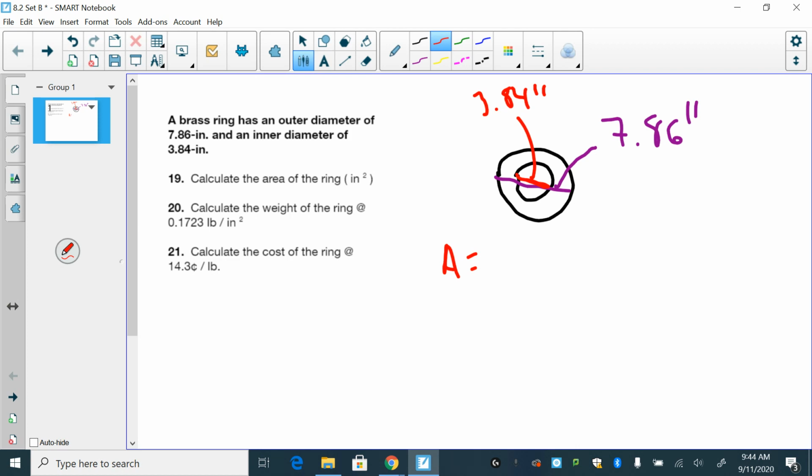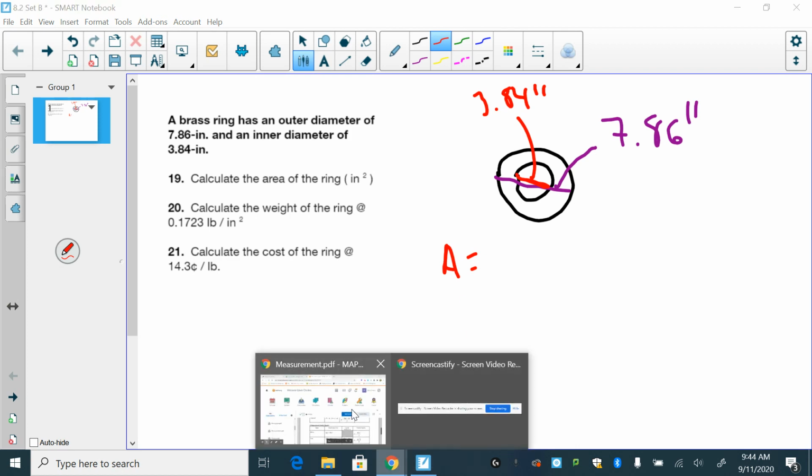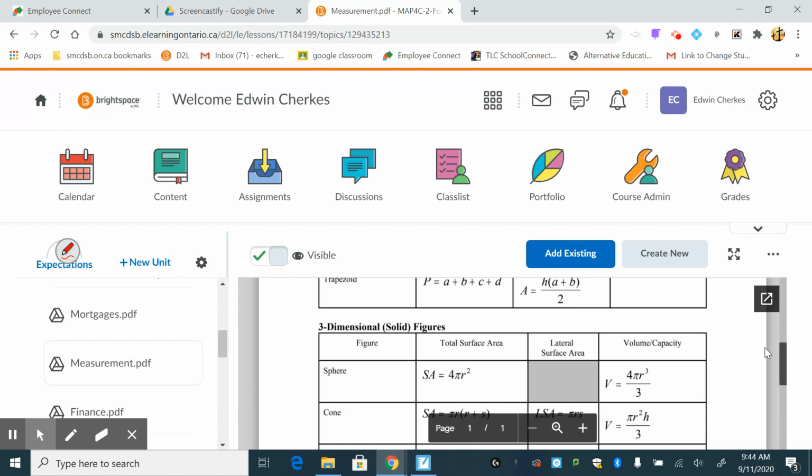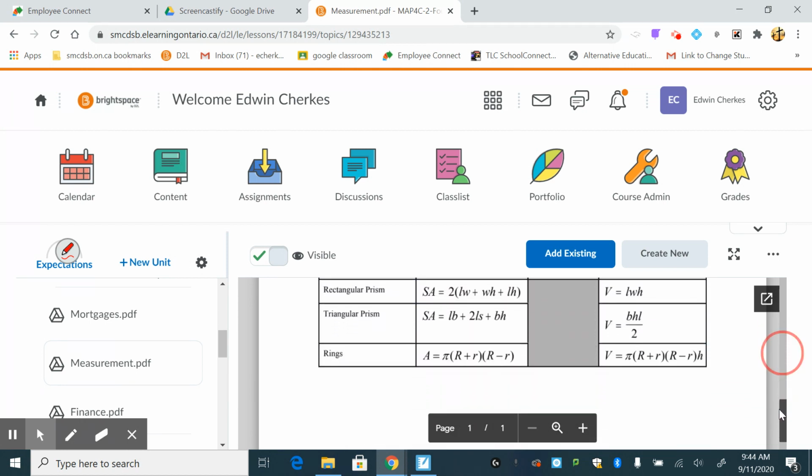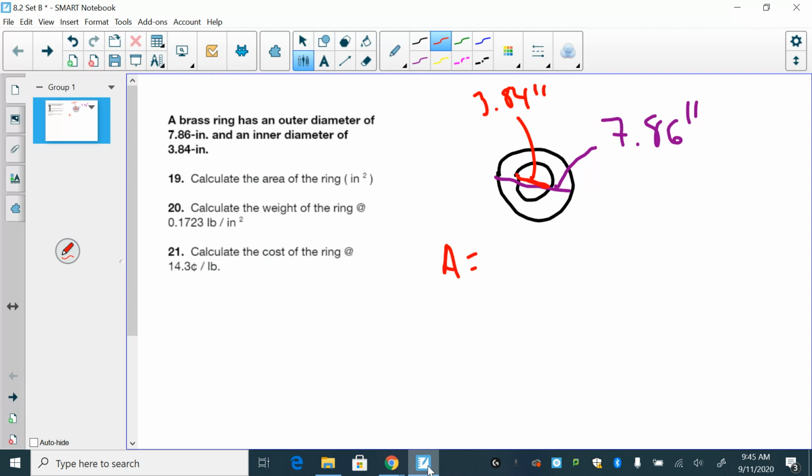Calculate the area of the ring. Go to your formula package, go to measurement, and keep scrolling down into the 3D shapes because that's what we're dealing with, and go to rings. So there it is. Area equals pi bracket R plus r close bracket, R minus r. The capital R is always the outer diameter, the lowercase r is the inner diameter. Let's copy out that formula: pi, capital R plus lowercase r, multiplied with capital R minus lowercase r.